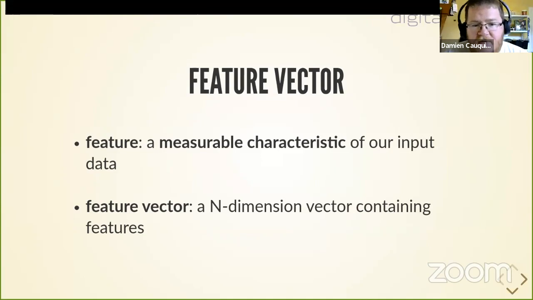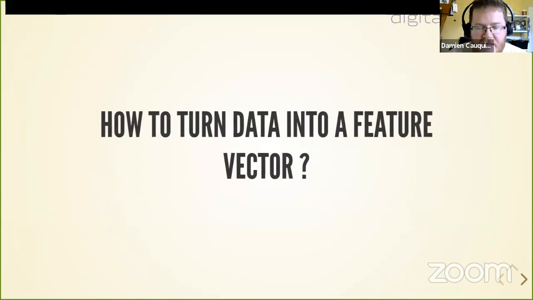These datasets are composed of what's called a feature vector. A feature is a measurable characteristic of our input data. So this is some kind of mathematical value that we can give to the algorithm, and that will feed the learning process. The feature vector is an n-dimension vector containing these features and representing a single point in this n-dimension space. So this is an item of this dataset. So that's mostly the theory about machine learning.